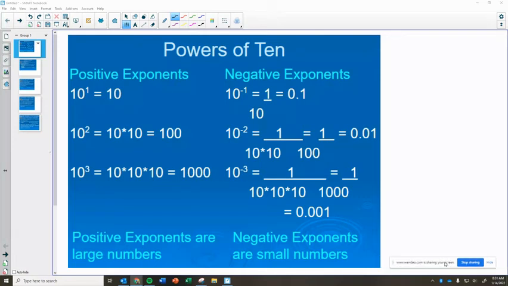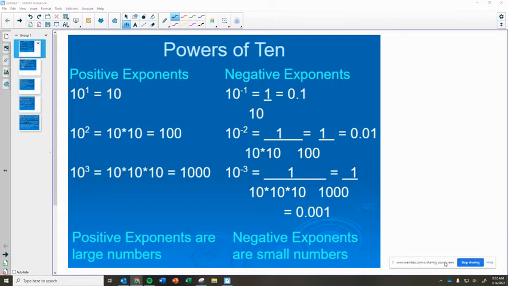All right. Good morning. Today we're going to talk about scientific notation. Scientific notation is what scientists use when they're trying to write really, really, really big numbers and really, really small numbers in a way that's manageable and not overwhelming. So they use what are called powers of 10. Powers of 10 are basically just 10 to an exponent.